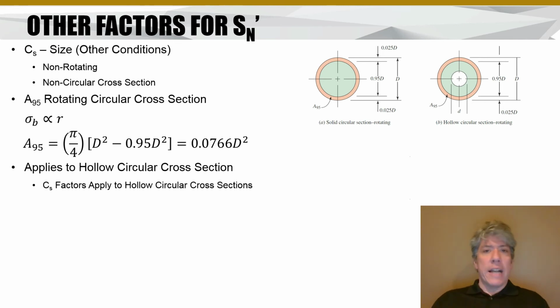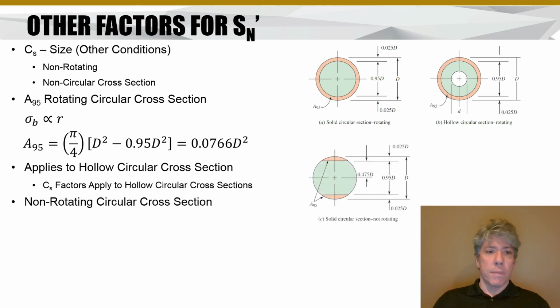So all those factors we saw before, all those size factors from the chart and the equations I showed you, they apply equally well to hollow cross sections. Now I'm not talking about a hollow cross section where you have a very thin wall or something. Obviously that's a little different. But those size factors can apply as long as the hollow section is a reasonable size.